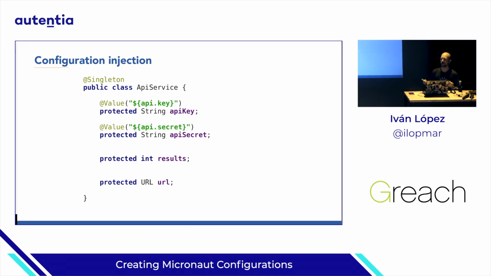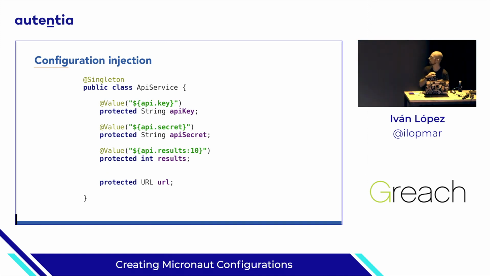And sometimes you also need to inject a value from configuration, but if the user doesn't provide that value, you need to provide a default value. For using this service, the user needs to provide their own API key and secret, but maybe these results, some kind of pagination results, are optional. So you can say, okay, if api.results is there, I'm going to use it, but if not, Micronaut will use 10 by default. So you can use this colon to separate the property key and the value.